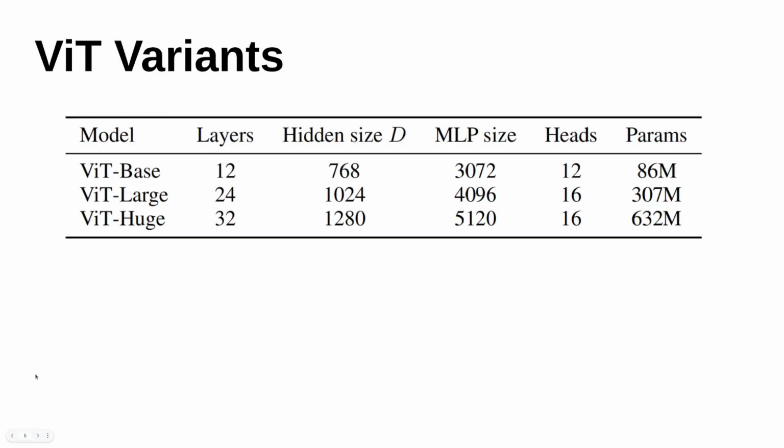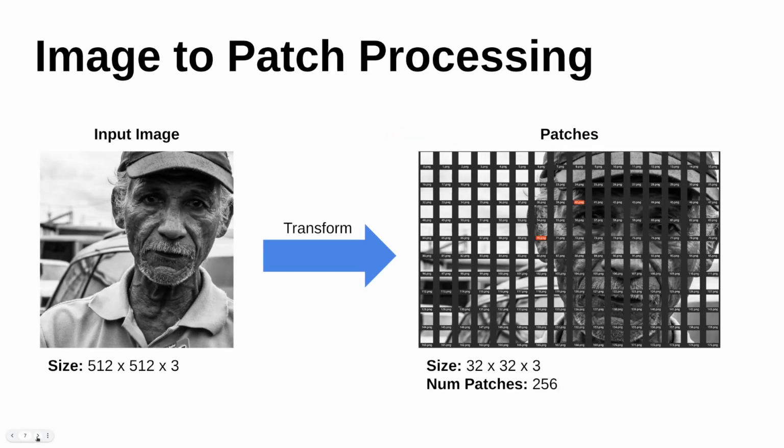So for the UNETR, we are going to use the ViT base as it is used in the original paper. It uses 12 layers, 768 hidden dimension, and MLP size is 3072. Number of heads is 12. You can use ViT large or ViT huge, it's up to you. But for this video, we'll utilize base 12, and this is the configuration of this ViT base.